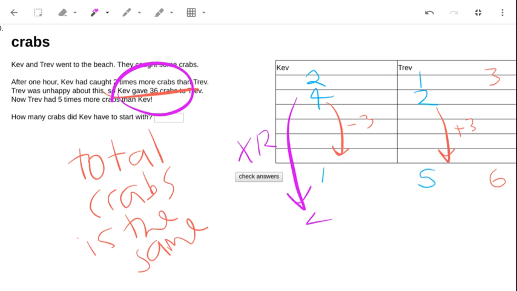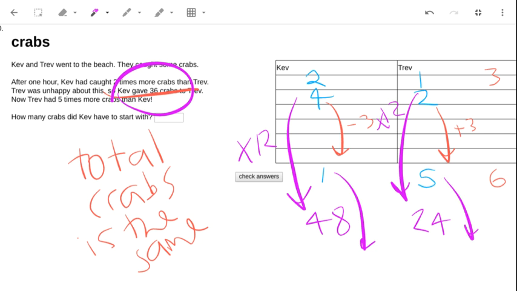So 4 times 12 becomes 48. 2 times 12 becomes 24. I do the same thing with the 1 and the 5. And that gives me 12 and 60.